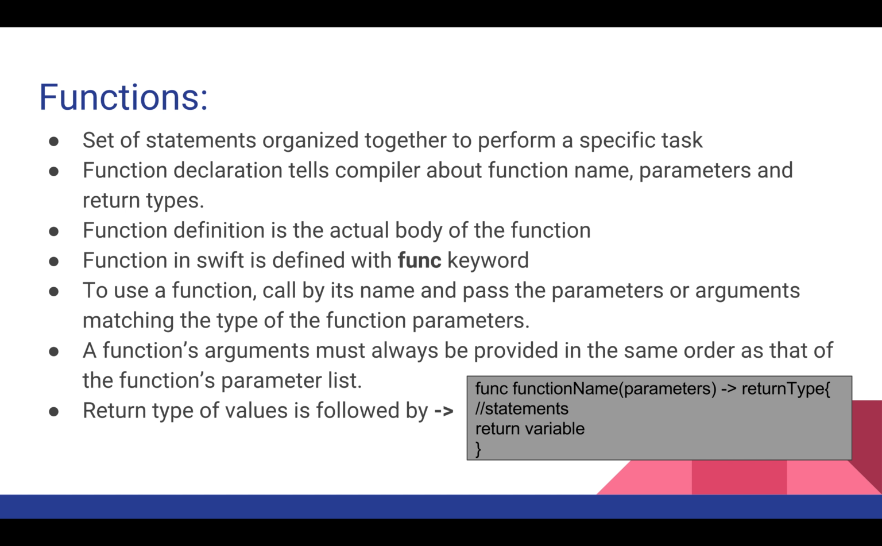Every function in Swift has a type consisting of the function's parameter types and return type. A function's arguments must always be provided in the same order as the function's parameter list. Return values in a function are followed by an arrow sign. Functions in Swift allow us to pass local and global parameter values inside the function calls. In Swift, a function is defined by the func keyword, func. This is the prototype of a Swift function.